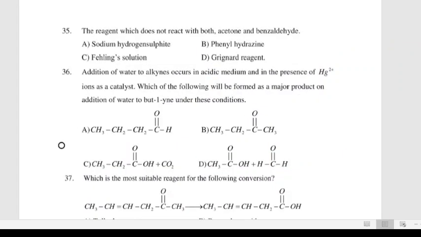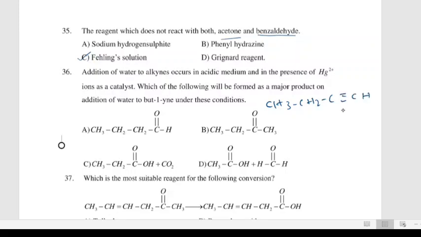The reagent which does not react with both acetone and benzaldehyde is... Aromatic aldehydes and ketones do not respond to Fehling solution, right? So the answer is C. Next one. Addition of water to alkynes occurs in acidic medium and in the presence of Hg plus 2 ion as a catalyst. Which of the following will be formed as a major product on the addition of water to but-1-yne? So let me write the but-1-yne first. CH3, CH2, C triple bond CH is but-1-yne.